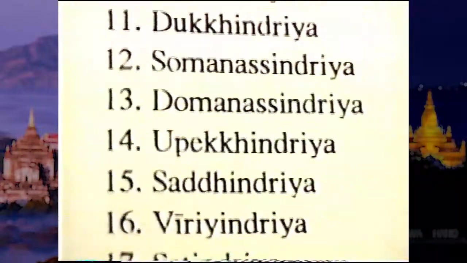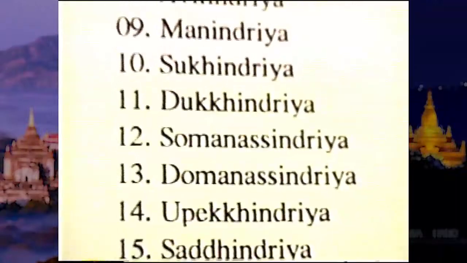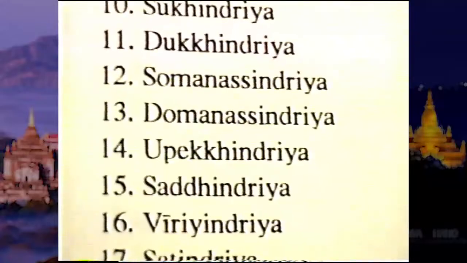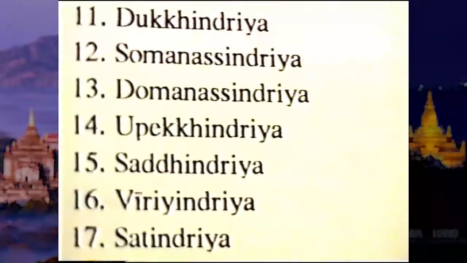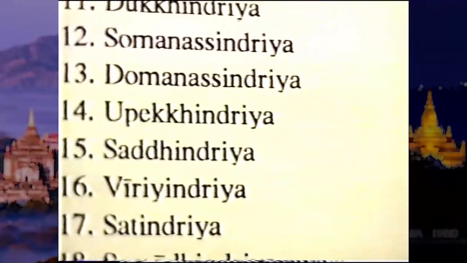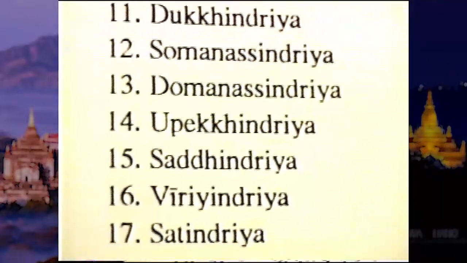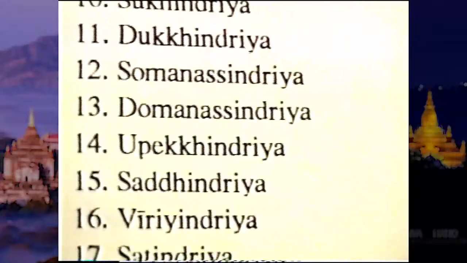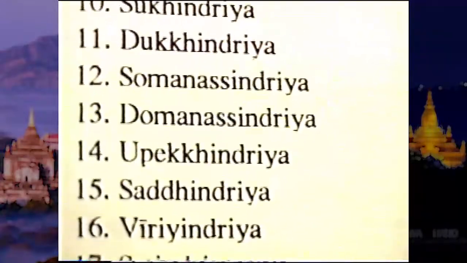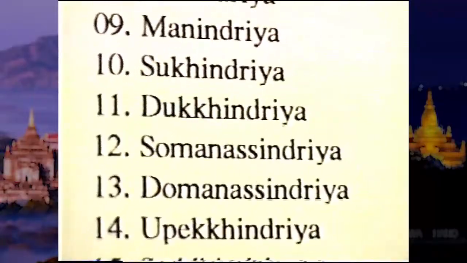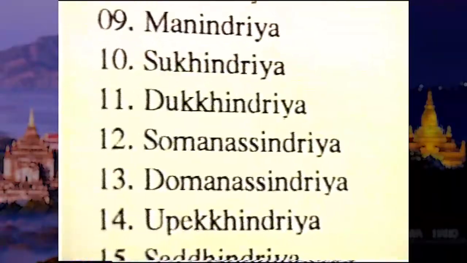And number 11, Dukkhindriya, is identified with Dukkha Vedana. Number 12, Somanasindriya, with Somanasa Vedana. Number 13, Domanasindriya, with Domanasa Vedana, and Ubbekindriya, with Ubbeka Vedana. So actually these 5 are identified with just one Cetasika, which is Vedana.